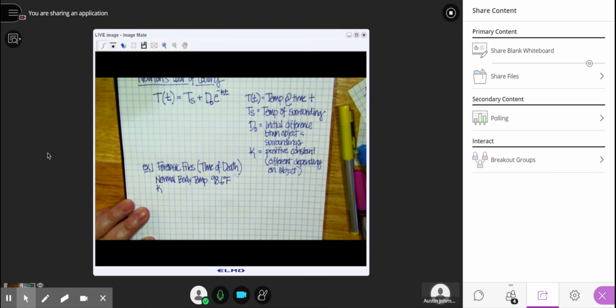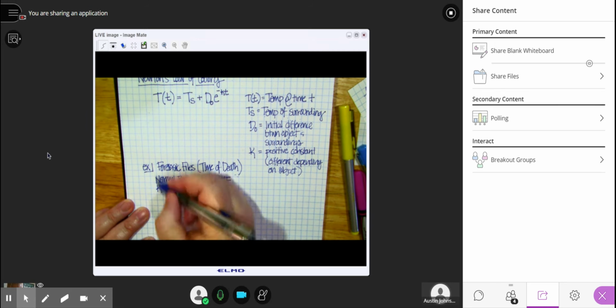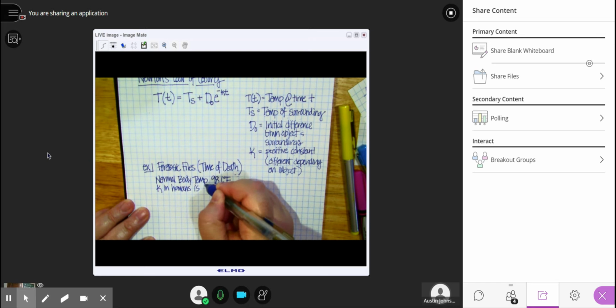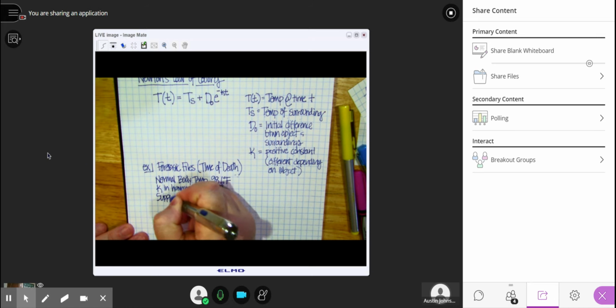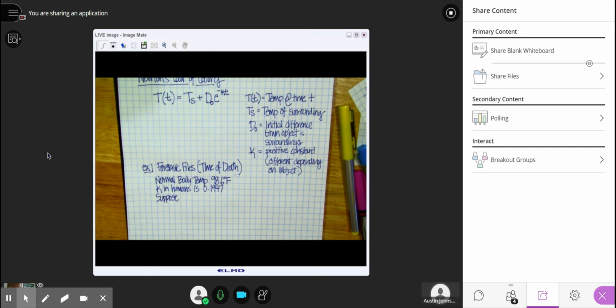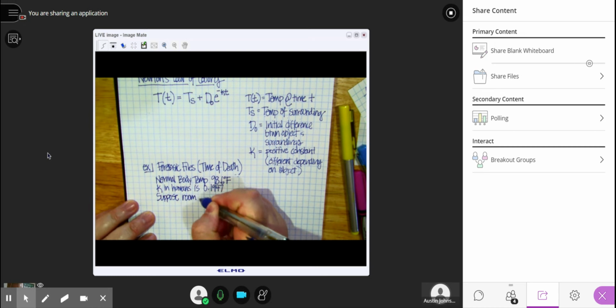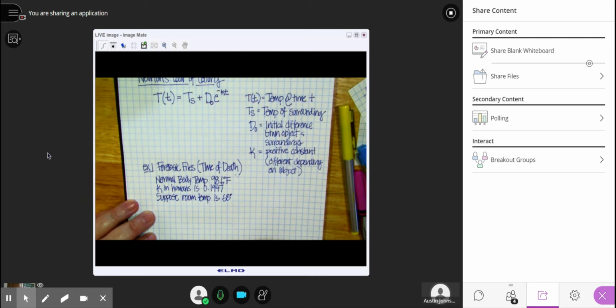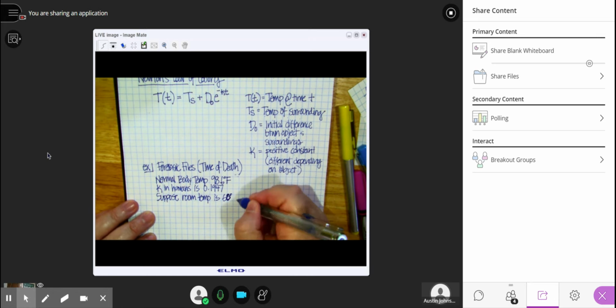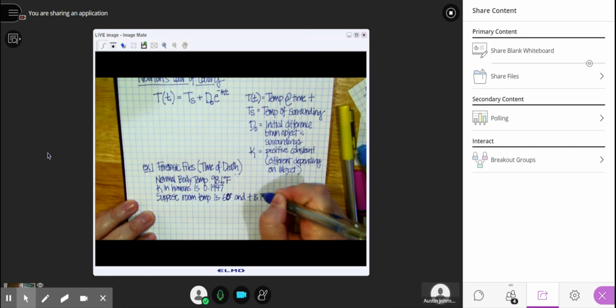The k value in humans, or the rate at which the body cools, is 0.1947. Now, to be perfectly honest, I don't know if that's actually true or if the book made up that number, but we're going with it because that's the problem. Suppose the room temperature is 60 degrees, and t is in hours.